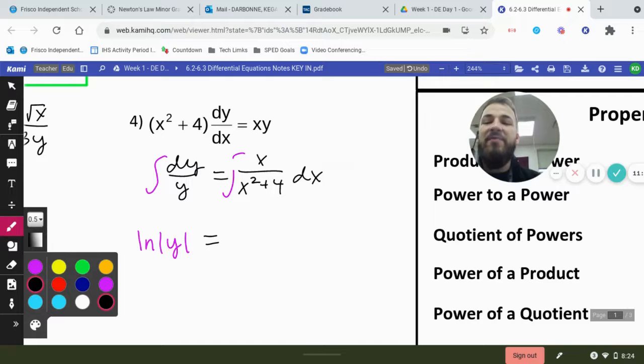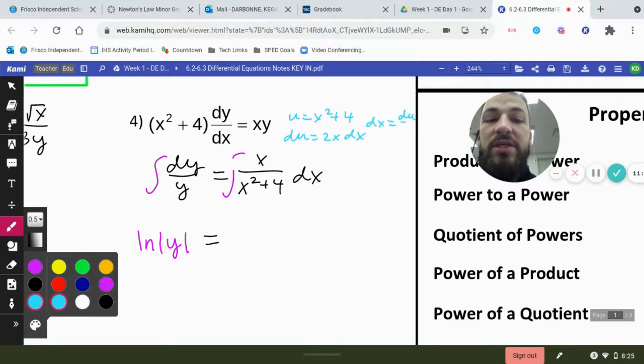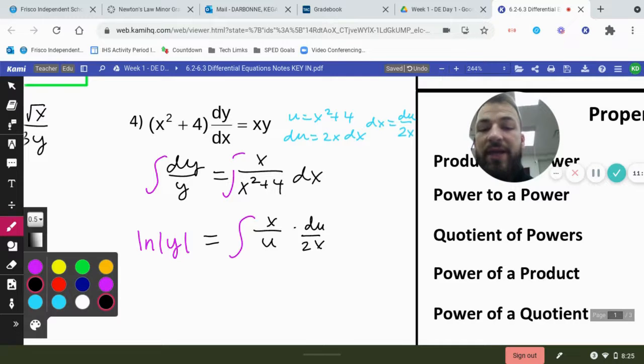Okay. On the right side, we have x over x squared plus 4. That is going to be a u substitution. So u is equal to x squared plus 4, which means du is equal to 2x dx, which means dx is equal to du divided by 2x. So from there, I can go ahead and plug in. So this becomes the integral of x over u times du over 2x. We get x's and x's to cancel out.